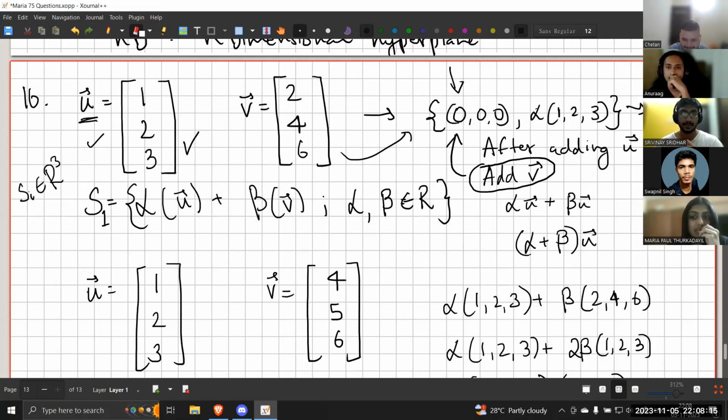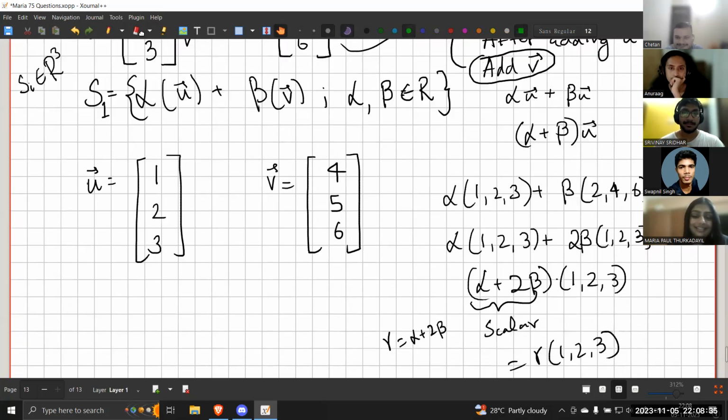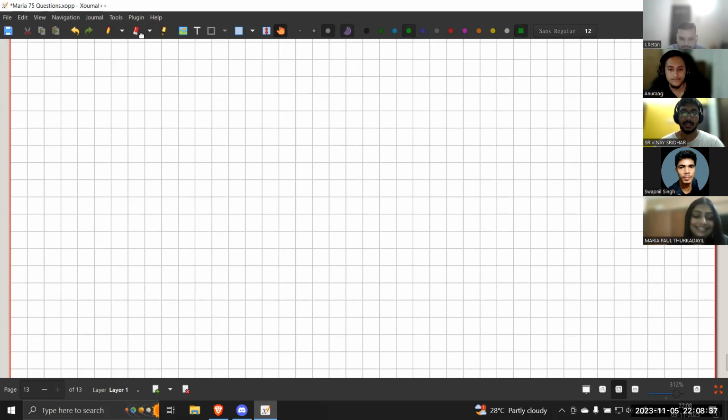We tried to add 2, 4, 6, but we realized 2, 4, 6 is already part of this. And then I realized, oh, 2, 4, 6, I was obviously already able to reach. So I can only go in one direction, which means this will be a line. We know that this equation is nothing but a line, so we can make conclusions from there. Yeah, so let's move ahead.